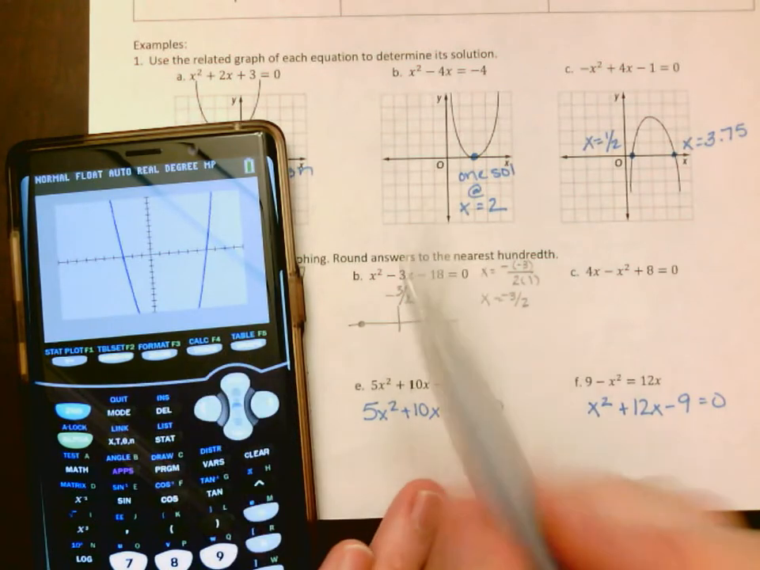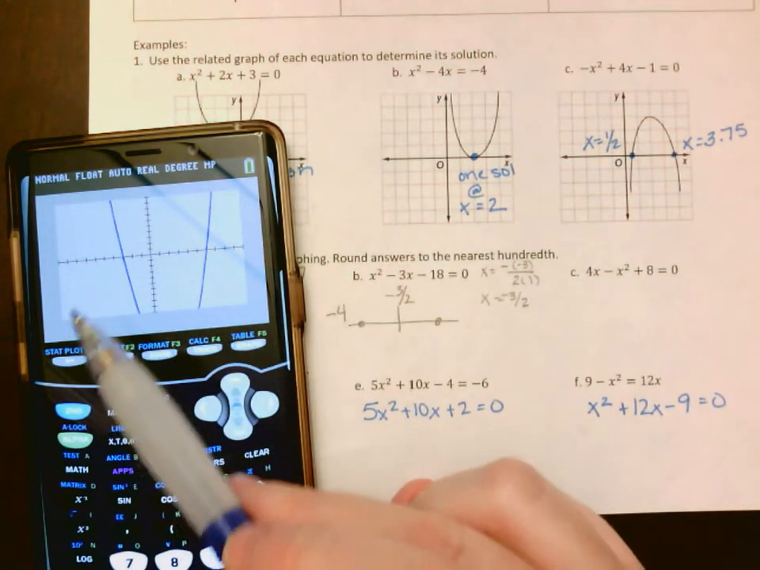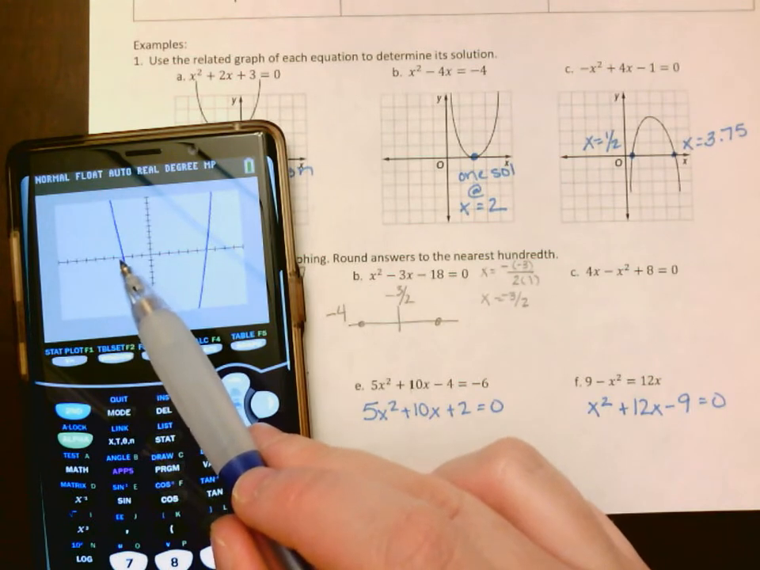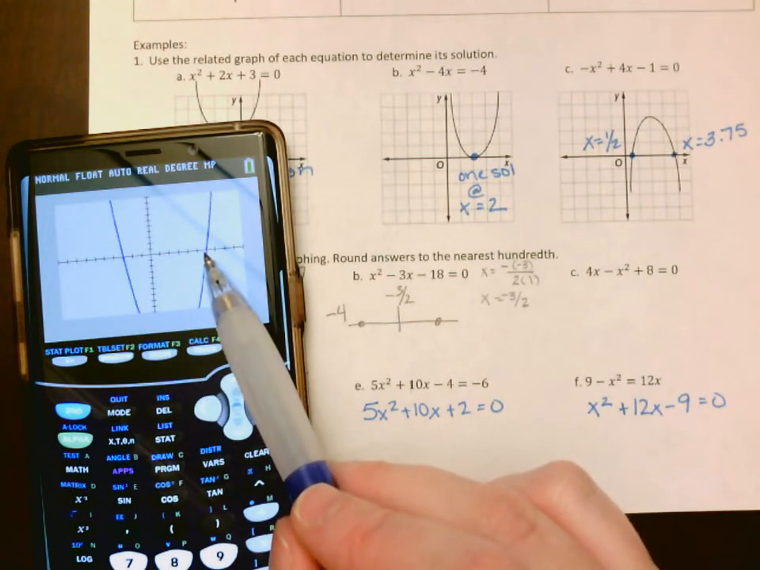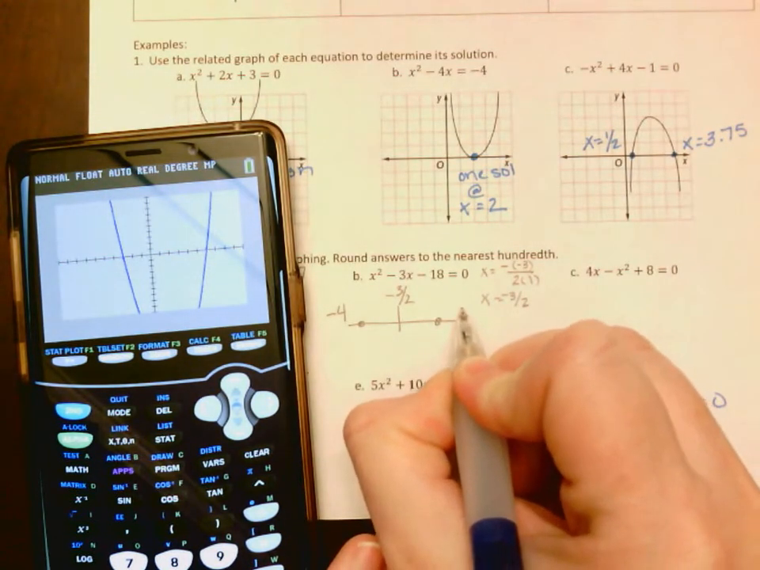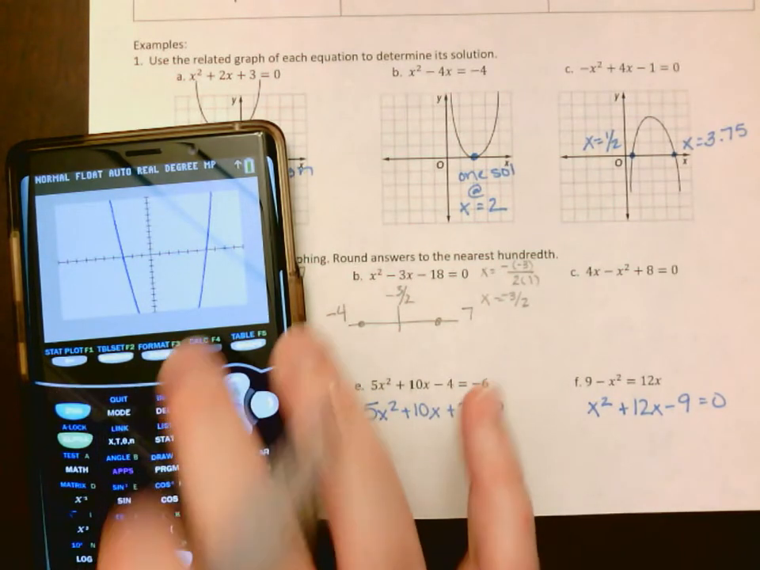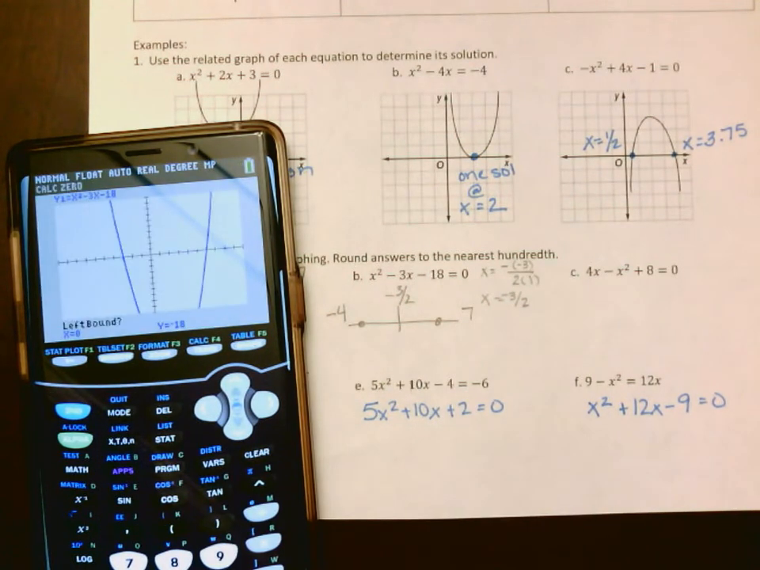So looking at my graph, I know I can pick negative 4 on this side, because I don't cross negative 4. This is negative 3-ish. And then over here, this is 10, 9, 8, 7. So over here I'm going to pick 7. So go second calc, 0, negative 4, enter.